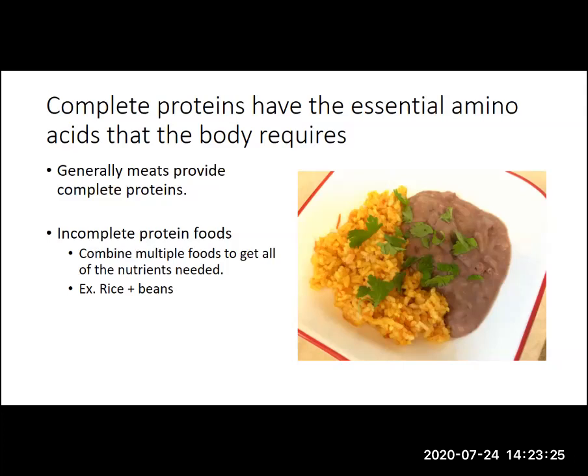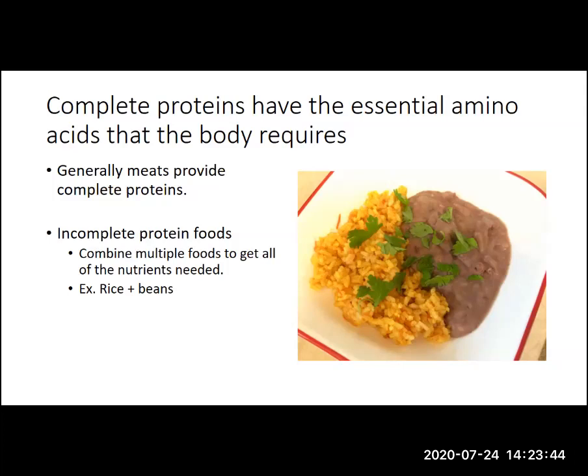And so what you need to do, if that situation is affecting you, is mix and match the right types of foods to give you a combination of foods within your diet. They're going to give you all of the essential amino acids that you need.